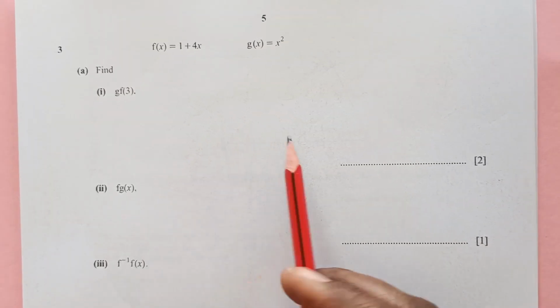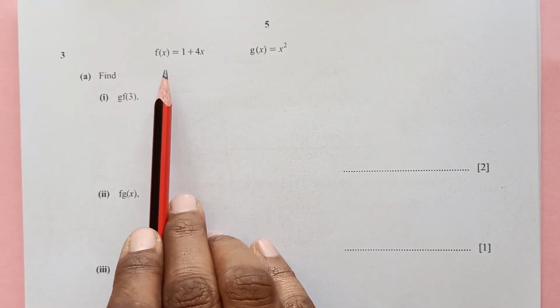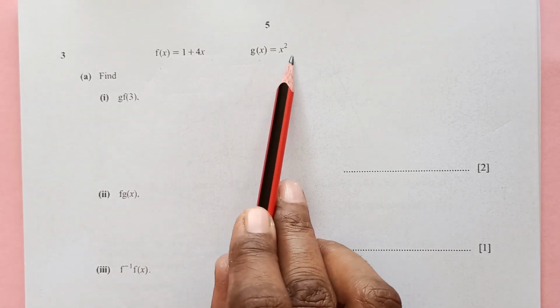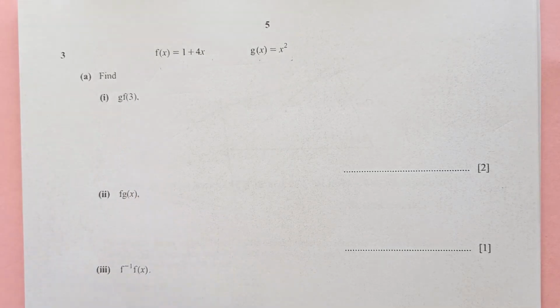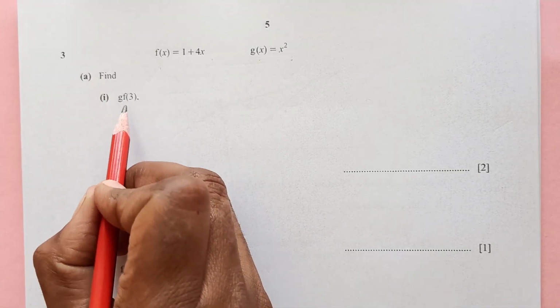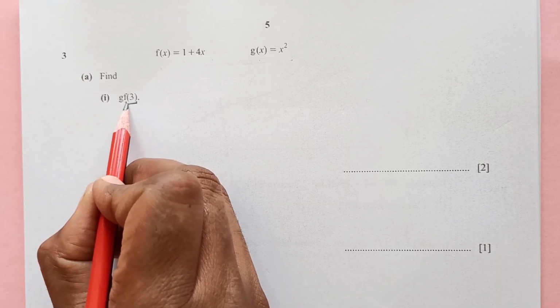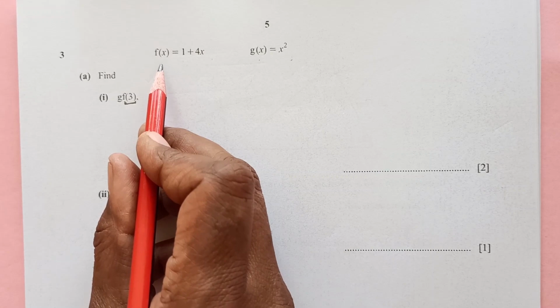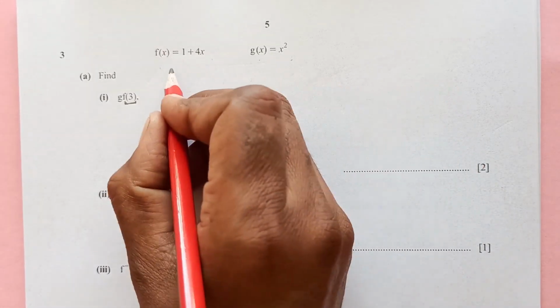Question number 3, this is from functions. We have this function f(x) and g(x). f(x) is 1 plus 4x, g(x) is x squared. Find g of f(3), right? So we will go step by step. First of all, always start from the right-hand side, right? F(3). So let's see f(3).